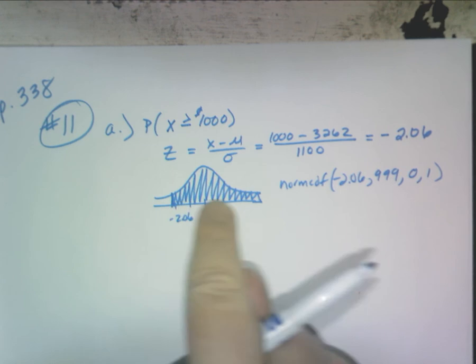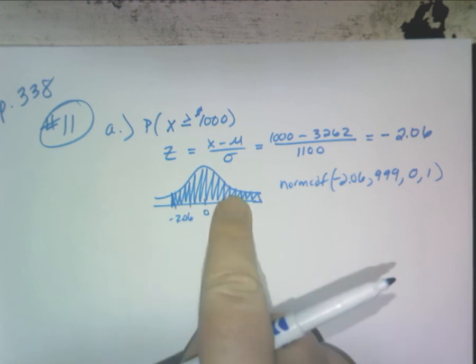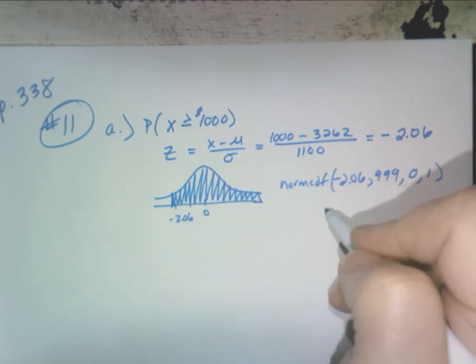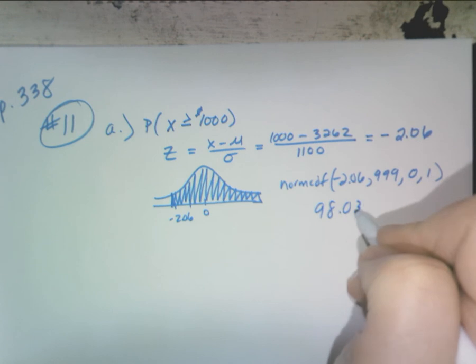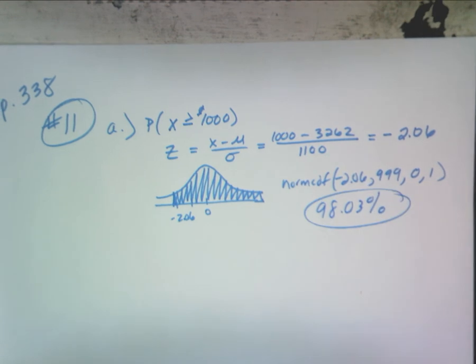That seems right, doesn't it? Look how much of the graph I've shaded. So 0.9803, about 98% of seniors are going to have more than $1,000 of credit card debt their senior year. Don't be one of them.